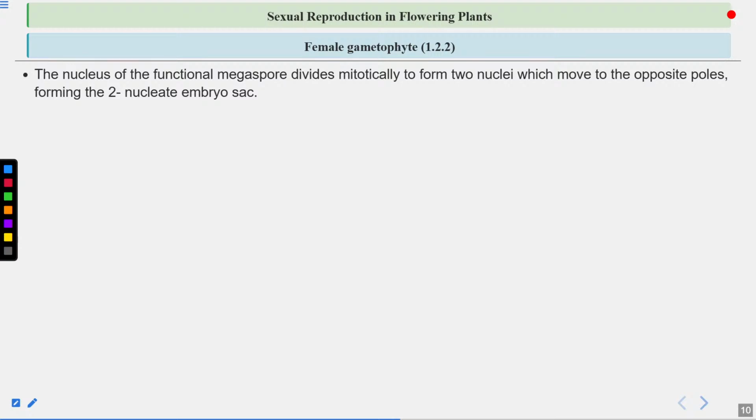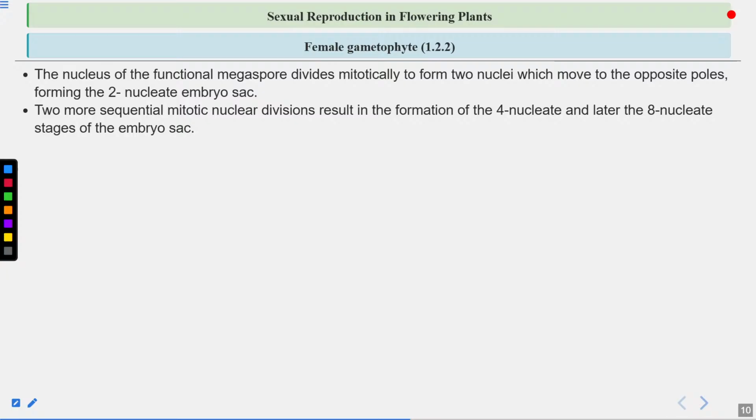Now the nucleus of the functional megaspore divides mitotically to form 2 nuclei, which move to the opposite poles, forming the 2 nucleate embryo sac. This is talking about that thing which we have discussed. The nucleus of the functional megaspore divides mitotically to form 2 nuclei, and they move to the opposite poles, 1 each. So this is the 2 nucleate embryo sac.